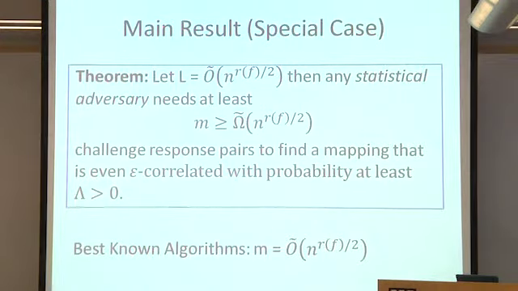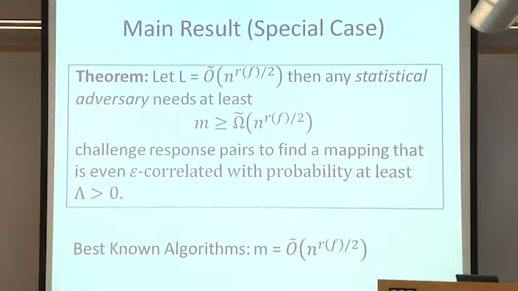A special case of our main theorem says that if we set L equal to n to the R of f over 2, then the statistical algorithm needs at least n to the R of f over 2 challenge response pairs to find a correlated secret mapping. So this is evidence that the best known algorithms are going to require n to the R of f over 2 random challenge response pairs before they can solve it.